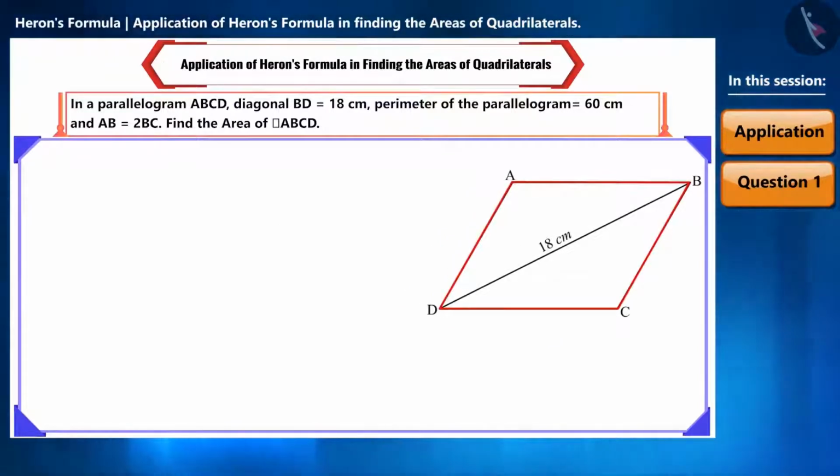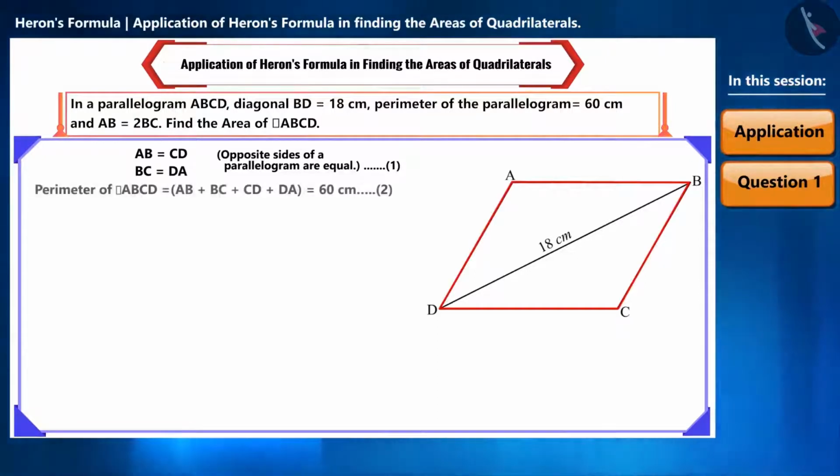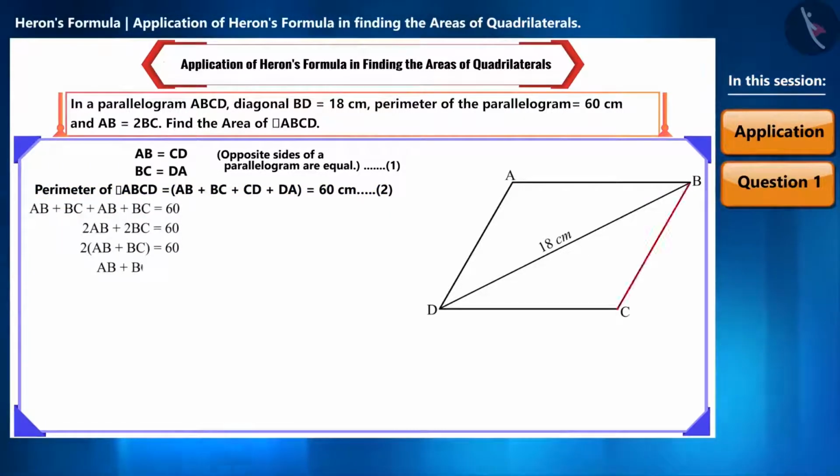ABCD is a parallelogram, that is AB will be equal to CD and BC will be equal to DA. Let's call it equation 1. We are also given the perimeter of the parallelogram, that is AB plus BC plus CD plus DA equals 60 centimeters. Let's call it equation 2. Using equation 1, we can write equation 2 as follows. We will get AB plus BC equal to 30.